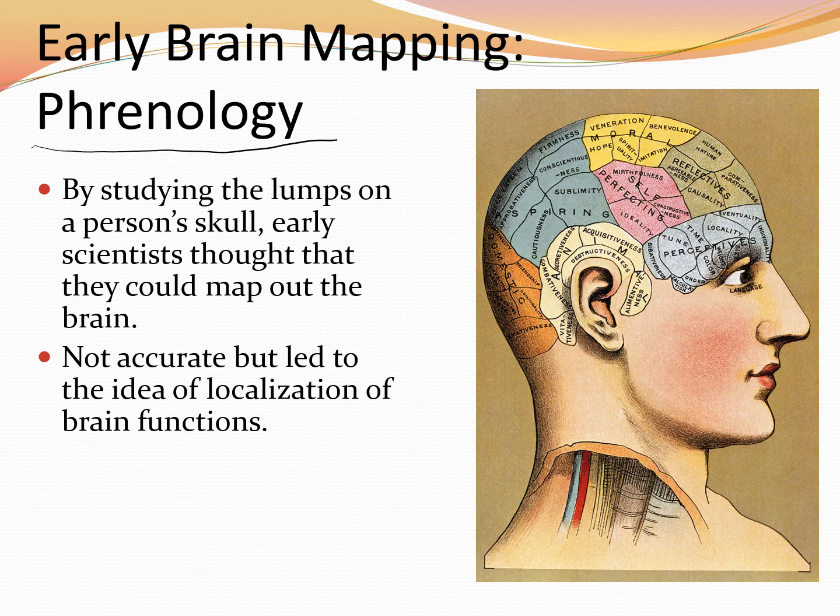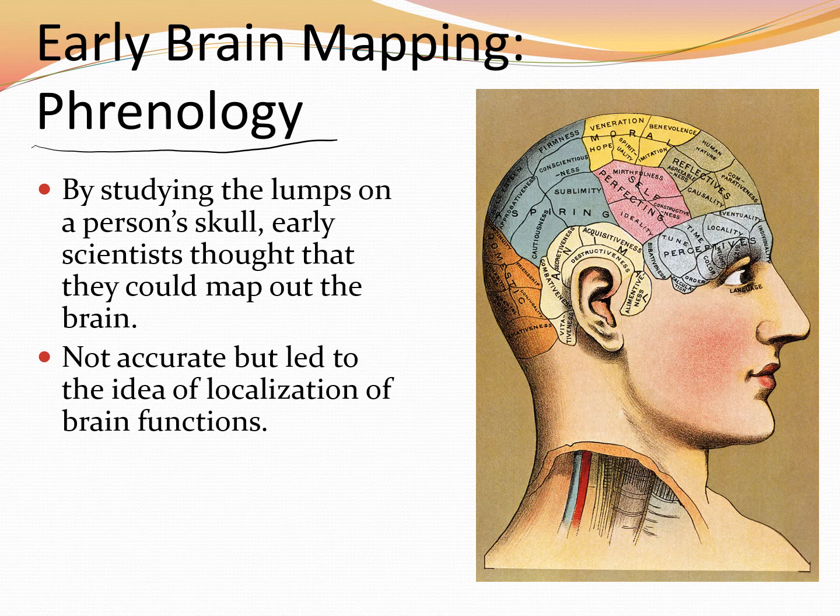So what this was is by studying the lumps on a person's skull, early scientists thought they could map out the brain. So they literally just felt the lumps on your skull, almost like a scalp massage, and they thought they could kind of tell the different parts of the brain.